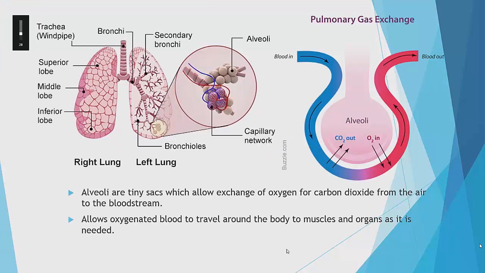So pretty much, the lungs, as you can see here, are made up of tiny sacs called alveoli, as shown here. These allow the exchange of oxygen for carbon dioxide from the air to the bloodstream. This pretty much allows for oxygenated blood to travel through the bloodstream and be supplied to the muscles and organs around the body as it is needed.